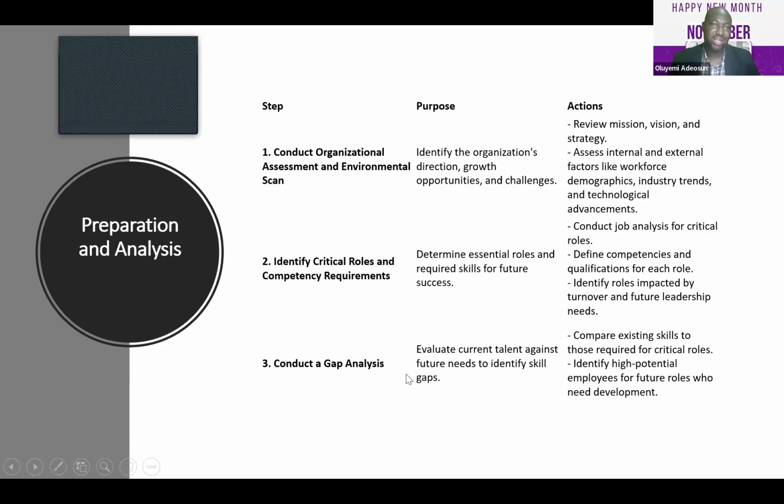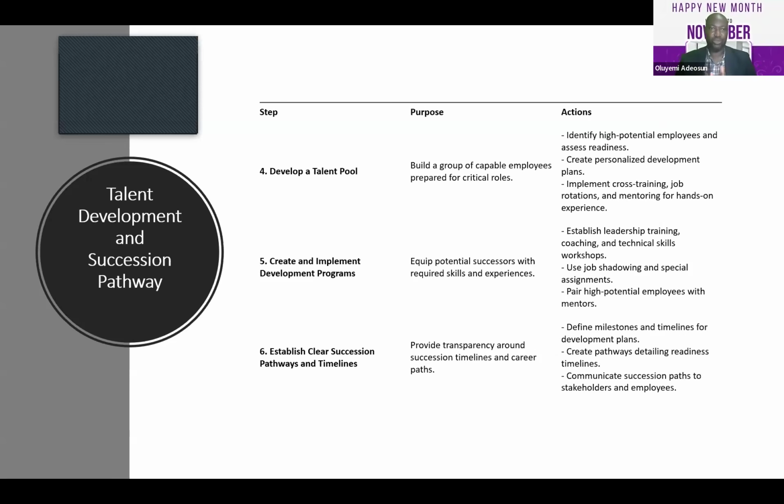Then you need to conduct a gap analysis. Evaluate current talents against future needs to identify skill gaps. Compare existing skills to those required for critical roles. Identify high potential employees for future roles who need what? Development. Next, you now need to develop a talent pool.